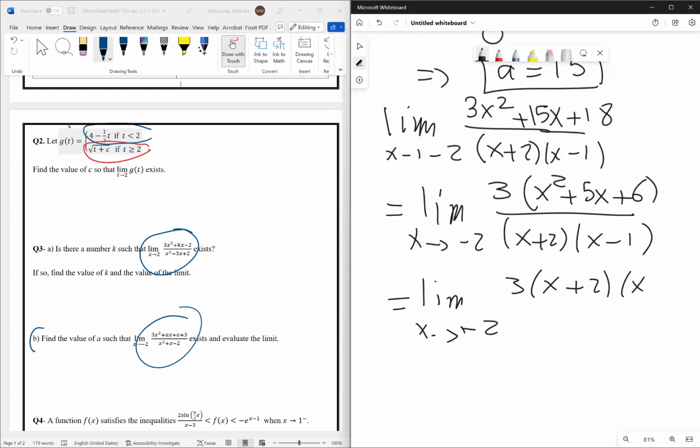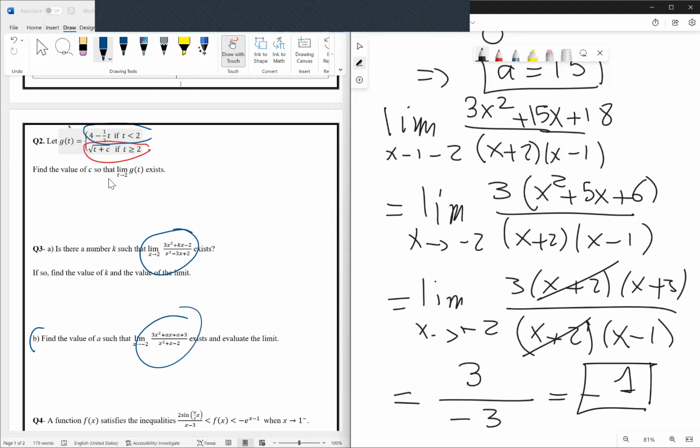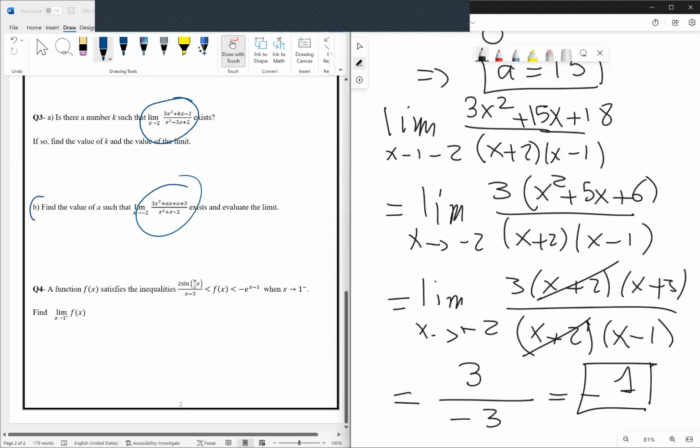Okay, so evidently we have a simplification by x plus 2. So I will remove this and then I substitute x by -2. So it will give 3 in the numerator and -3 in the denominator. So the result is -1. So when a is equal to 15, the limit is equal to -1. That's the only value to make the limit exist. Okay, now we go to the last question of this essay part, which is question 4.